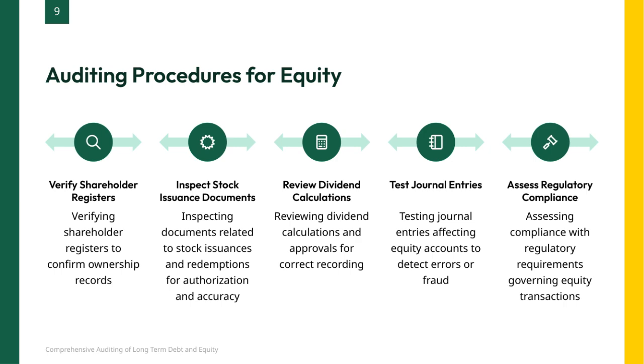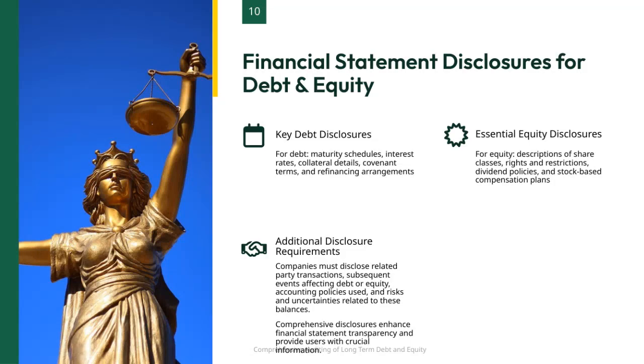Finally, we must assess compliance with all relevant regulatory requirements to ensure that equity transactions adhere to the rules and standards governing them. These procedures together help provide confidence in the accuracy and integrity of the equity section in the financial statements. When it comes to financial statement disclosures for debt, it's important to provide details like maturity schedules, the interest rates involved, any collateral backing the debt, the terms of covenants, and any refinancing arrangements that might affect the obligations. These elements give a clear picture of the company's debt situation.